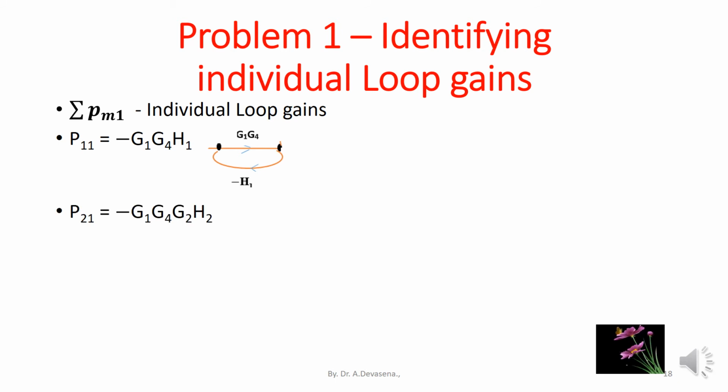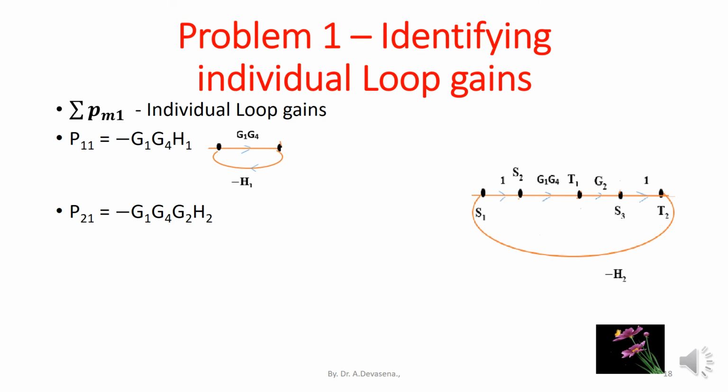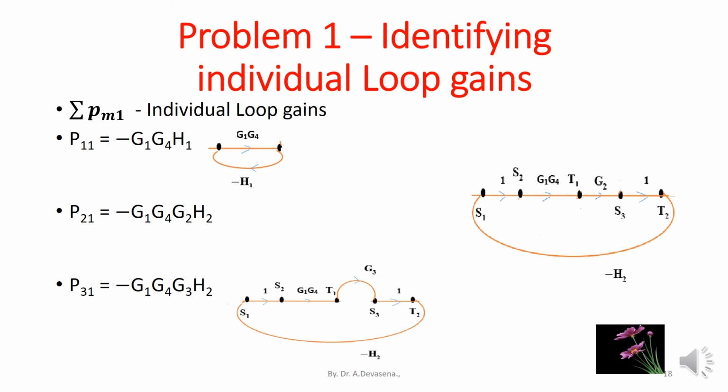The second loop, P suffix 21, is equal to minus G1 G4 G2 H2. This loop is indicated here. The third loop is P suffix 31, that is equal to minus G1 G4 G3 H2. The individual loop is indicated here.